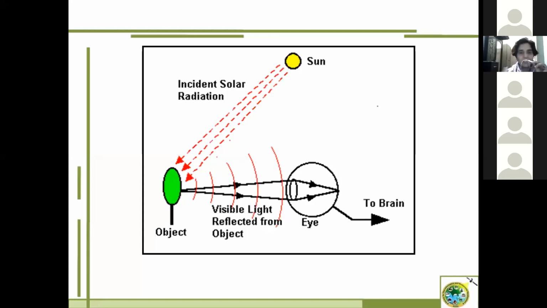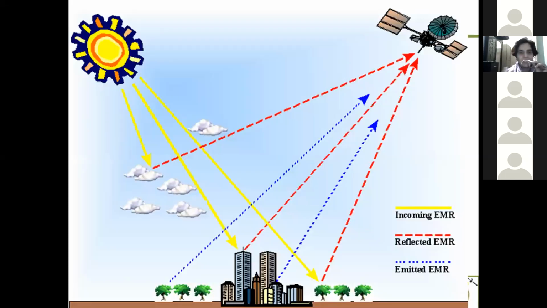Similarly, in GIS, sun rays will be reflected through these objects on the earth. It will go back to the satellite as reflected EMR, as we call it, and finally those readings will be taken by the satellite and transmitted to the control monitor center.